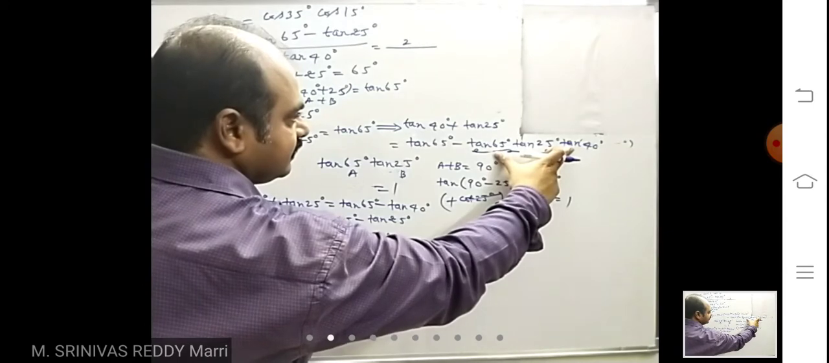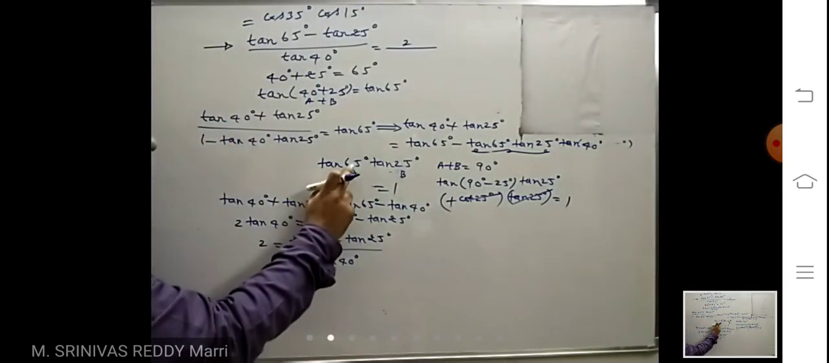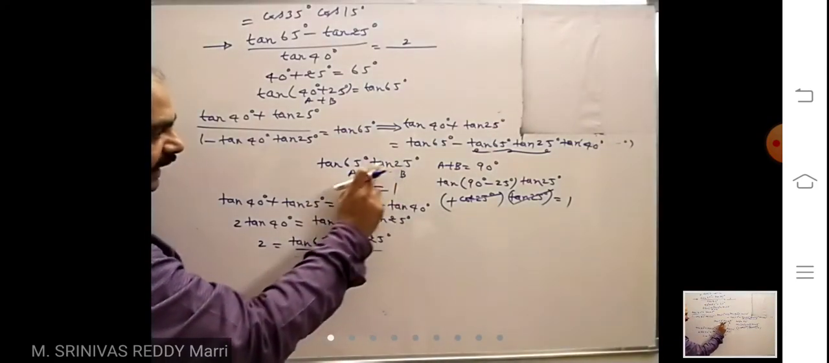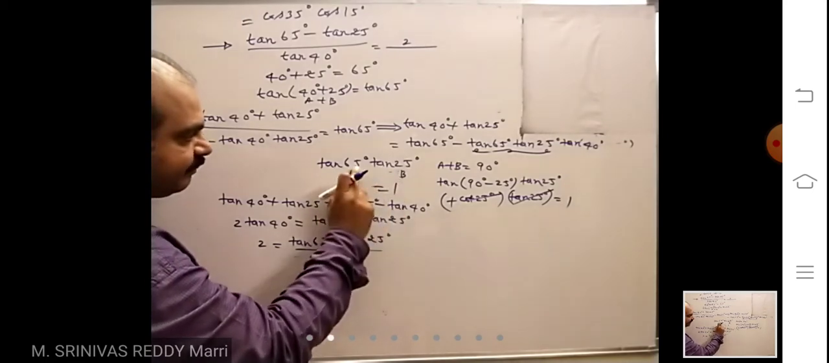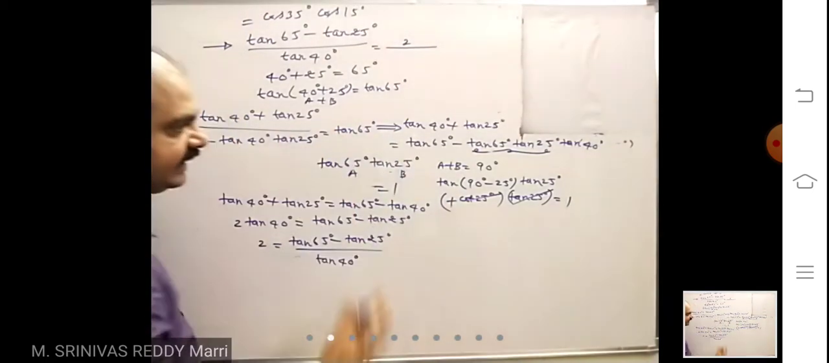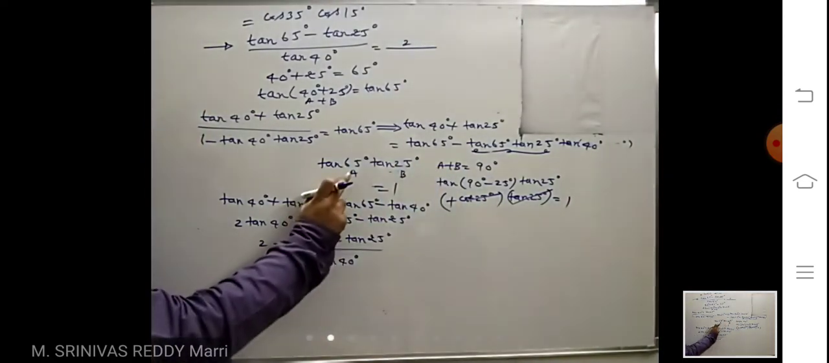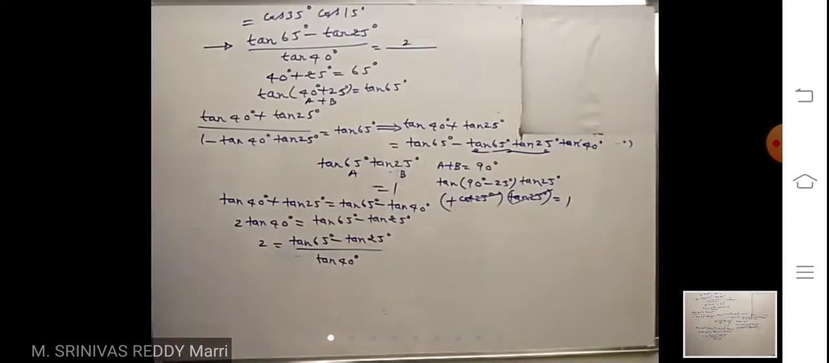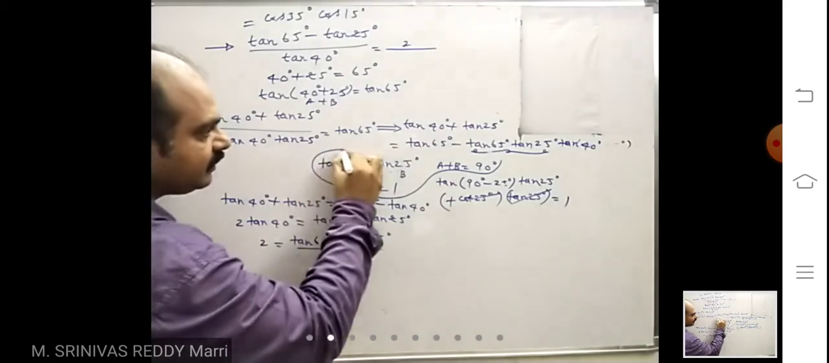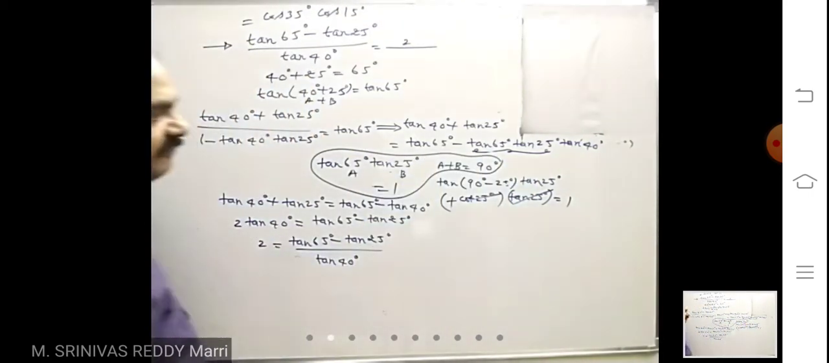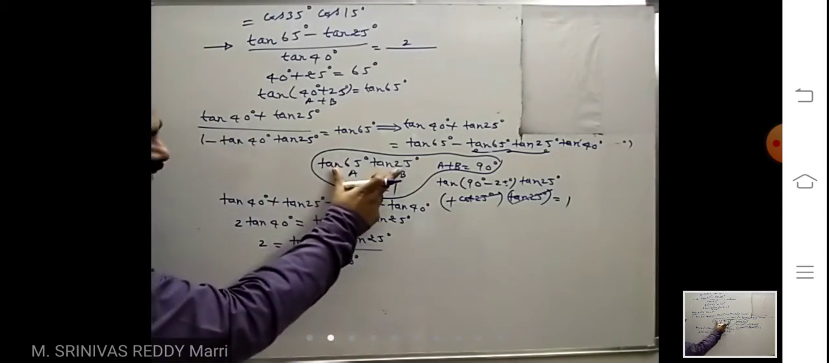Look at this one. Here you got tan 65 into tan 25. Let us take this as A, this as B. Now tan A into tan B. A plus B is what? 90 degrees, complementary angles. That means if A plus B equals 90 degrees, tan A into tan B is 1. You can use this relation.